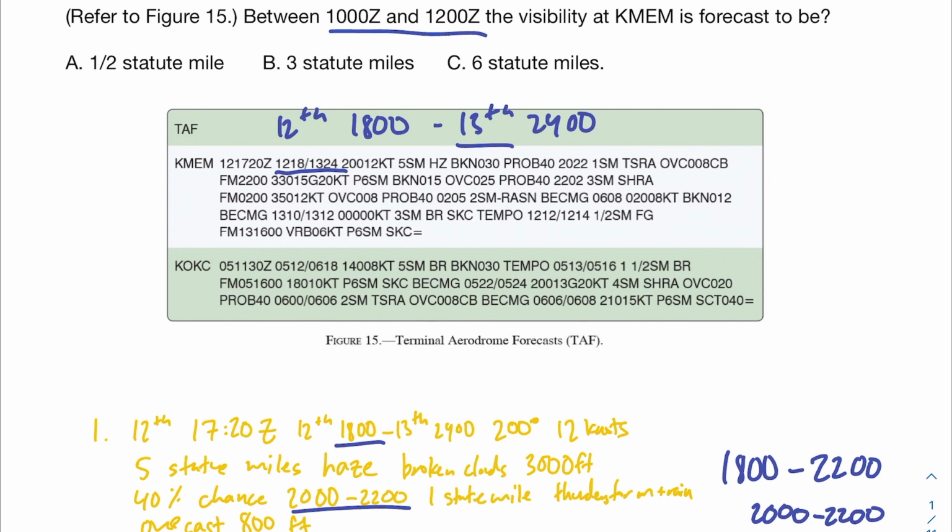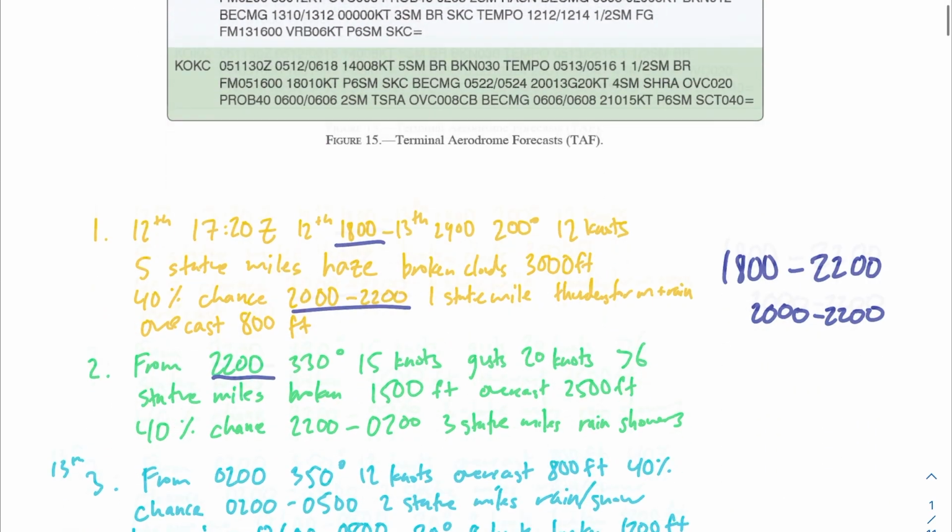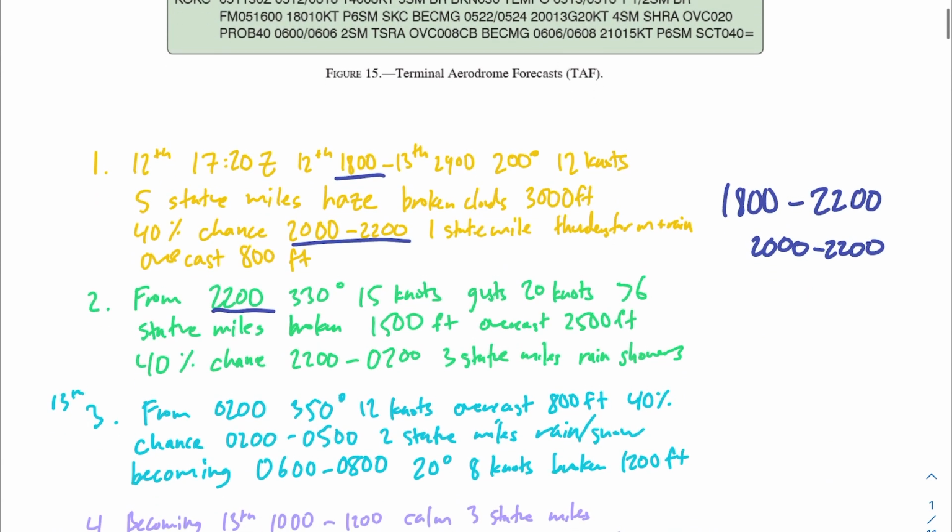Sometimes you might be asked for the conditions in a range that exists both on the first day and the second day of the TAF. So make sure you're really nailing down which date you should be looking at. Okay, so for the first line, that's not what we're looking for, which is 1000 to 1200. So that is not the correct range.